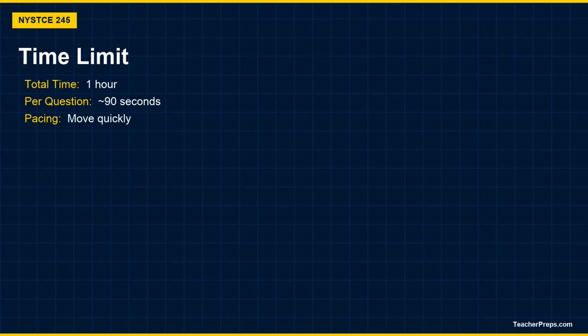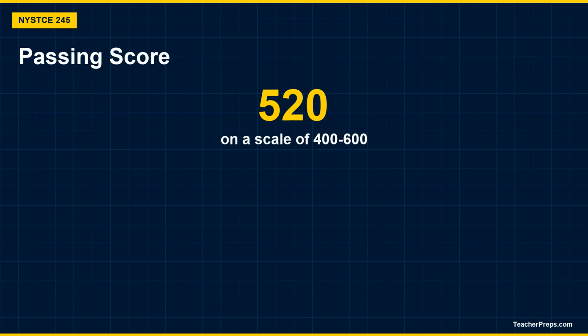To pass the NYSTCE 245, you need a scaled score of at least 520. Scores range from 400 to 600. Remember, you must pass all 3 parts of the multi-subject exam, 221, 222, and 245, with a 520 or higher on each.